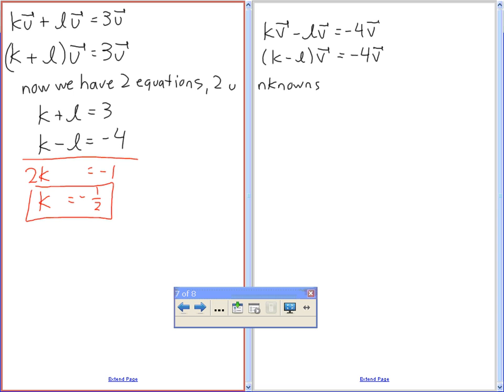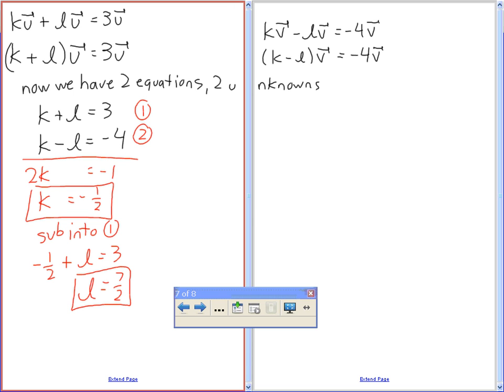Okay, now for the tricky part. How do you solve for L now? So back in. Okay, I'm going to choose equation number 1. You might have had a grade 10 math teacher like me who makes you check numbers, and you don't have to. So we're going to sub into 1. Okay, so it's going to be negative 1/2 plus L equals 3, so L is 3 and 1/2, or 7 over 2. It doesn't really matter, both work. I prefer if you did 7 over 2.